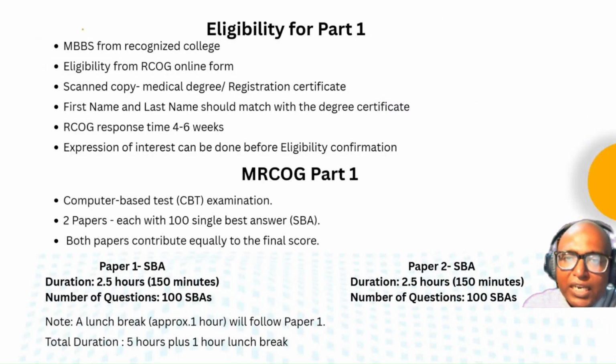So coming to the eligibility, as I mentioned, you will be applying for part 1 of the MRCOG examination, and for the eligibility you need to have an MBBS from a recognized medical college. Then you need to send the eligibility application to the RCOG. This is an online application procedure, and what are the documents which are required, that I have discussed completely in a separate video.